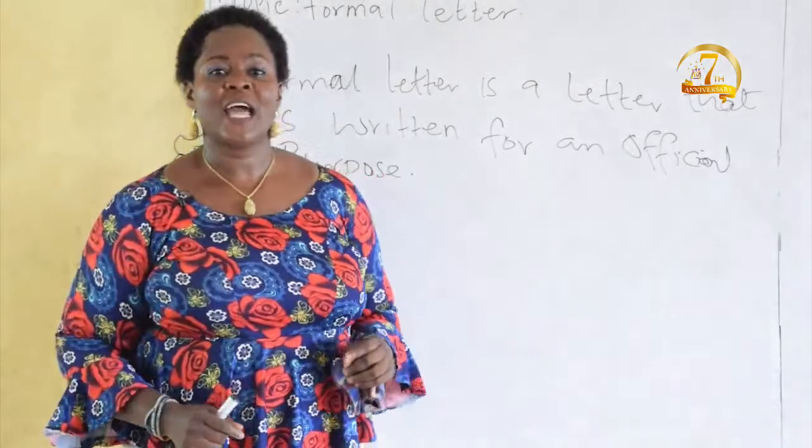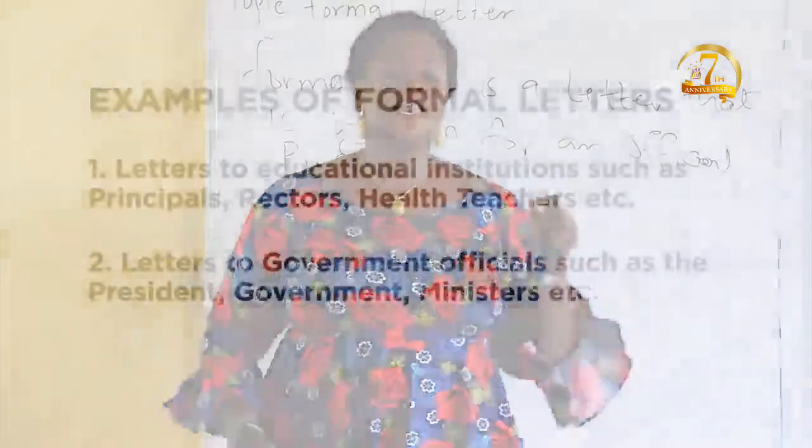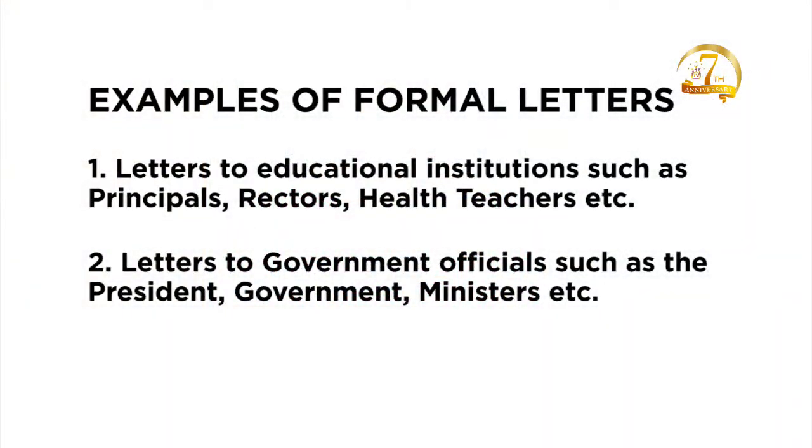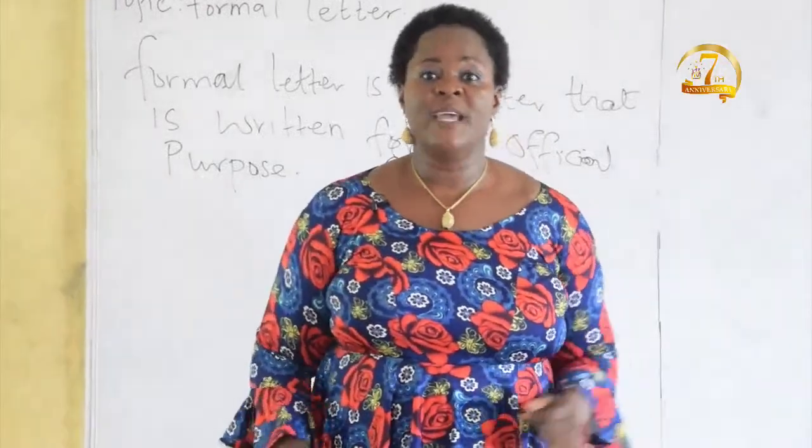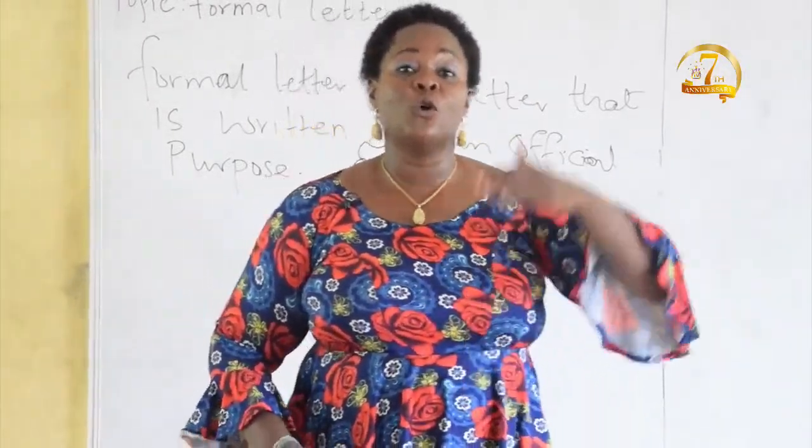Then 2, another example is letters to the government, that is the official people. Who are these government people we are talking about? We are talking about the presidents, the governor, the senators, and the House of Representatives. All these ones are our official governments. So formal letters are written to them.